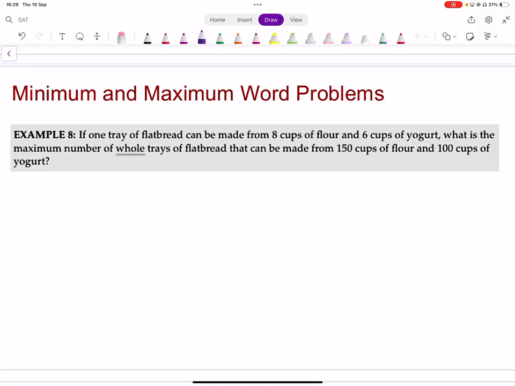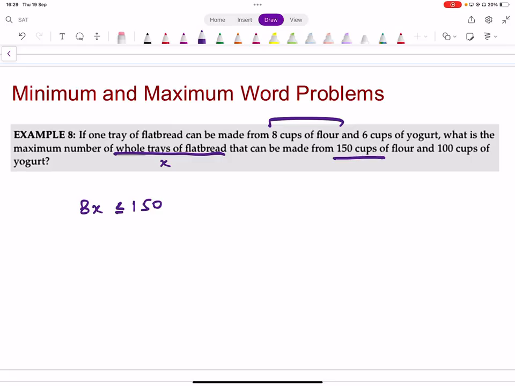Yes, anyone has the answer? So for one tray, you need 8 cups of flour. How many cups do you have in total? 150. Let's say the number of trays that you can make is X. Okay? 8 times X has to be less than or equal to 150. Does that make sense?